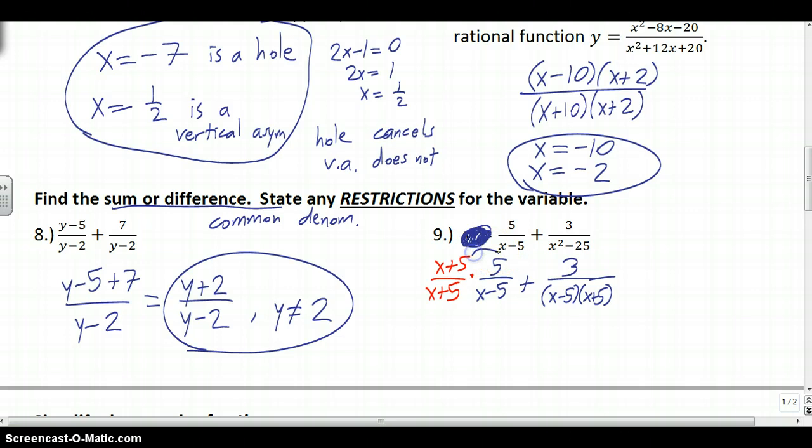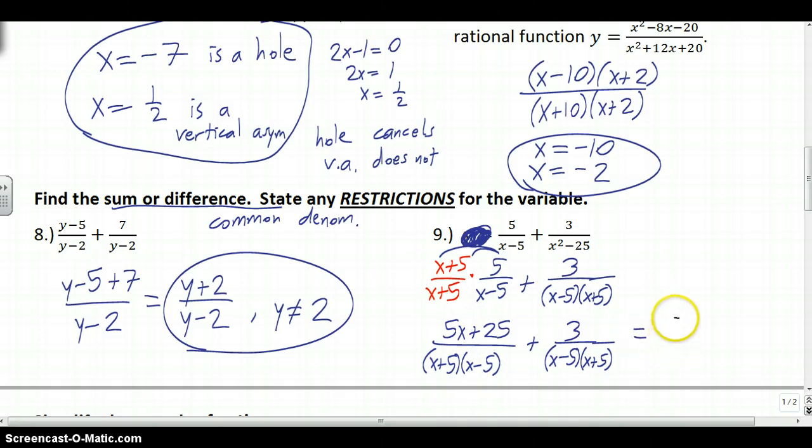And then this is just distributing. 5 times x plus 5 is 5x plus 25 over your common denominator. Plus, and then we didn't have to adjust this side at all. And you'll notice, although I wrote them in a different order, their denominators are the same. So now you can just add straight across the top. 5x plus 25 plus 3 is 5x plus 28 over your common denominator of x minus 5 times x plus 5. By the way, what can x not equal? 5 or negative 5.